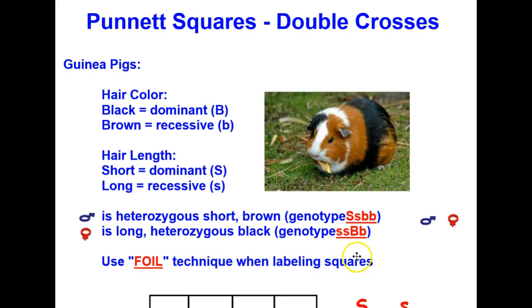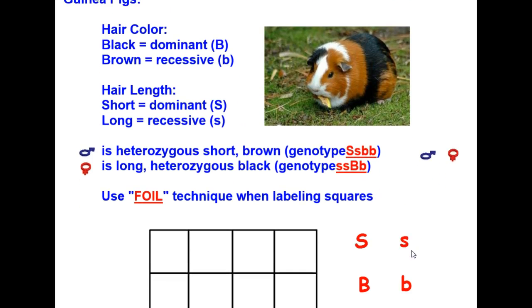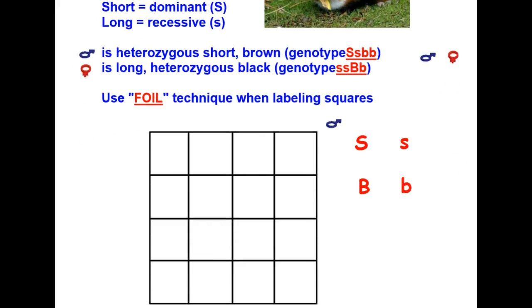All right, next thing here. When we do a dihybrid cross or a double cross, we use the FOIL technique when labeling the squares. This is the same similar technique that you use in math class when factoring or multiplying binomials. Okay? So let's show you how to do this. All right, we're going to put our male guinea pig here on the top, and we'll put our female guinea pig over here on the left.